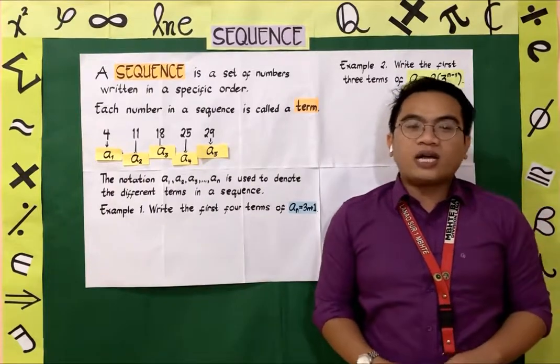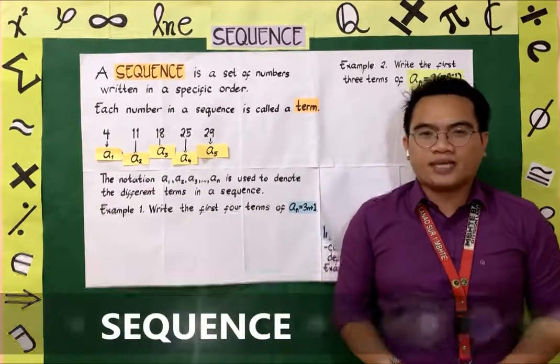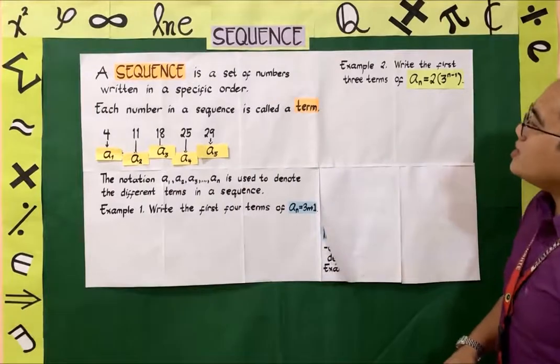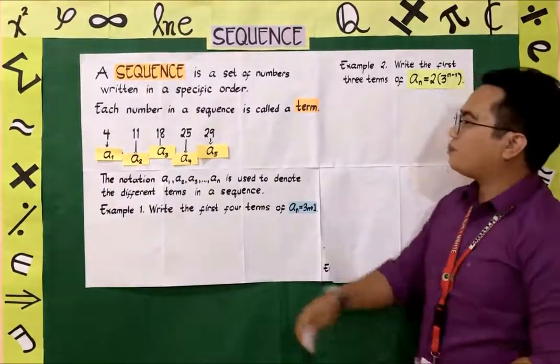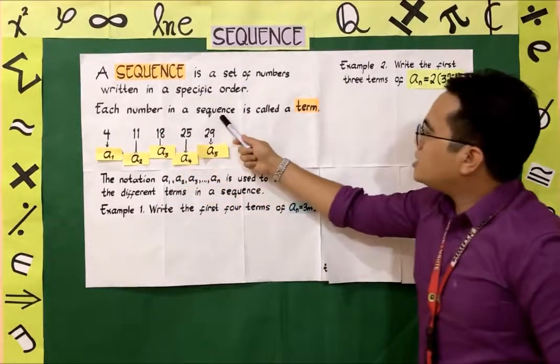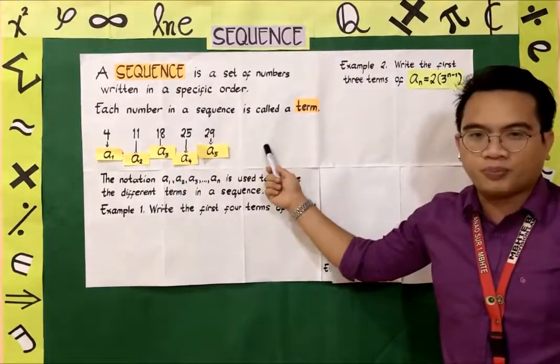For this lesson, our topic is all about the sequence. A sequence is a set of numbers written in a specific order. Each number in the sequence is called a term.